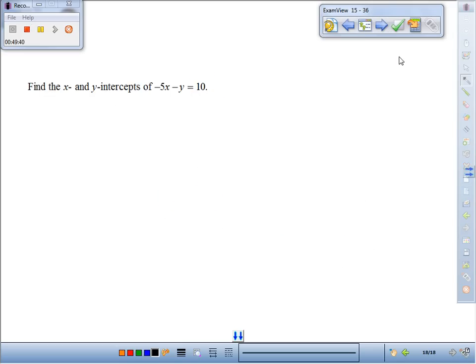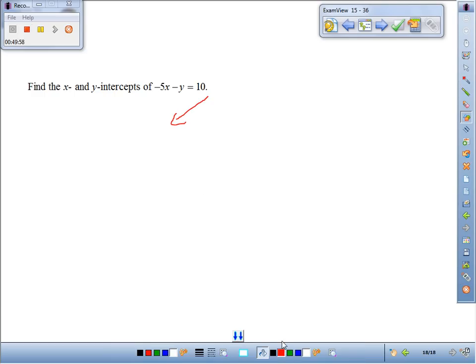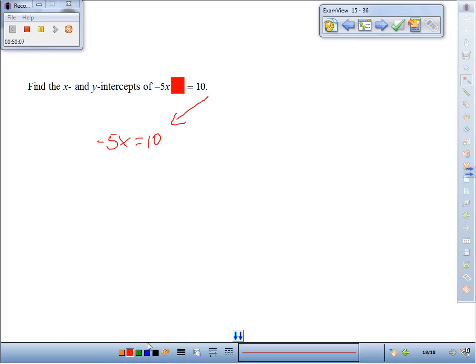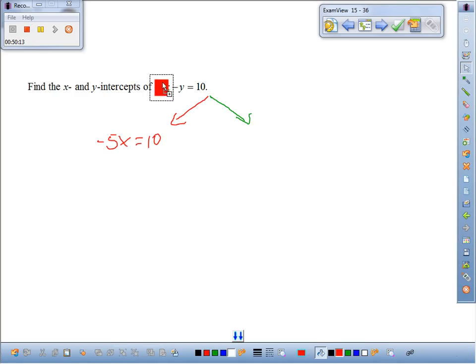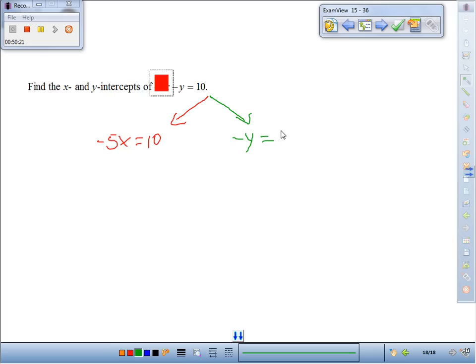Here we go. 15. Find the x and y intercepts. Remember, for this one we use cover-up method. So that we don't forget, if we're using cover-up method, we need to make 2 equations. One for the x. So check this out. If I was to cover the y value, what do you see? Negative 5x equals 10. So I got that, so I need to make also 1 equation for my y value. So now I cover the x. What do we see? Negative y equals 10.